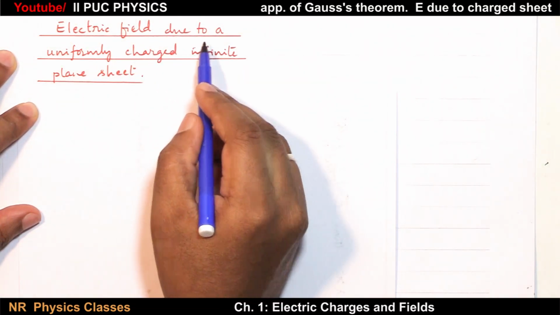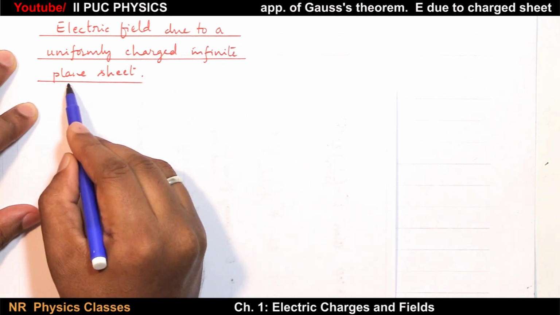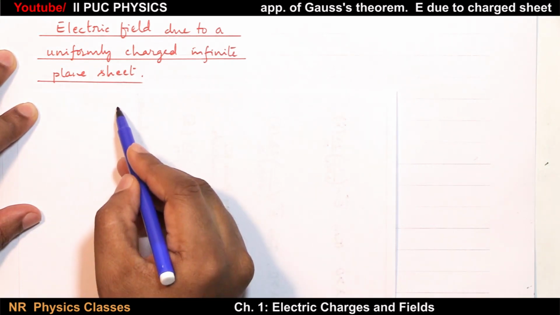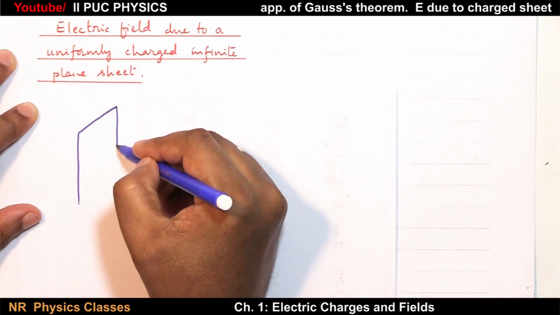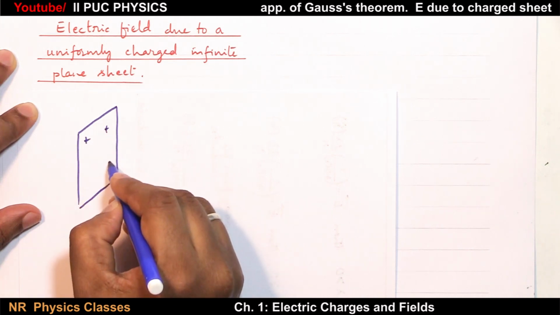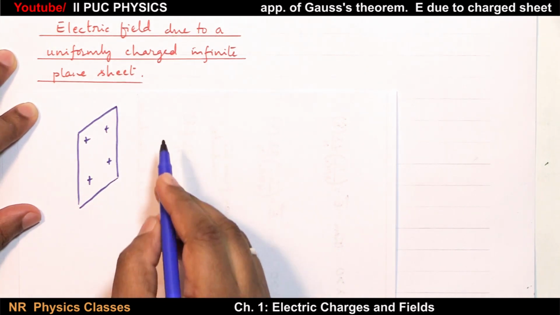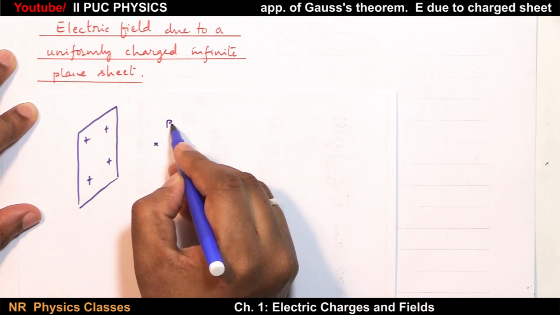Electric field due to a uniformly charged infinite plane sheet. This is a charged sheet. It is a thin sheet, charged. We have to find electric field at some point P.